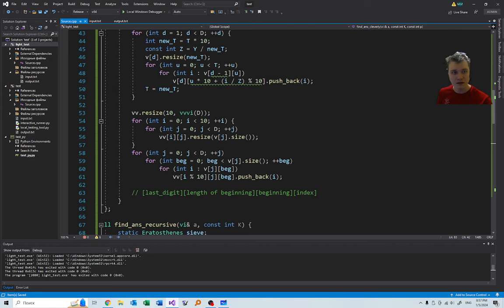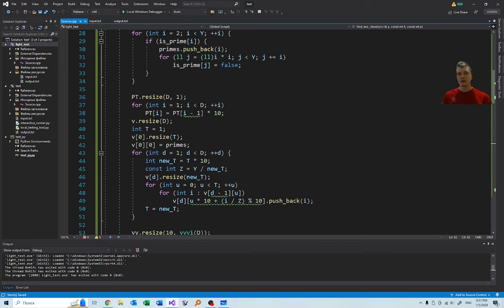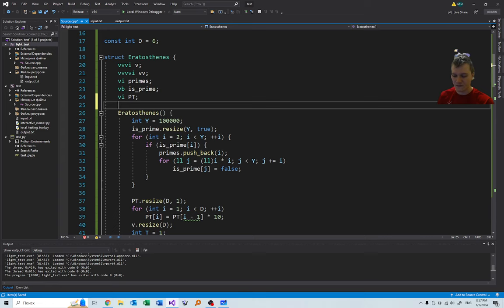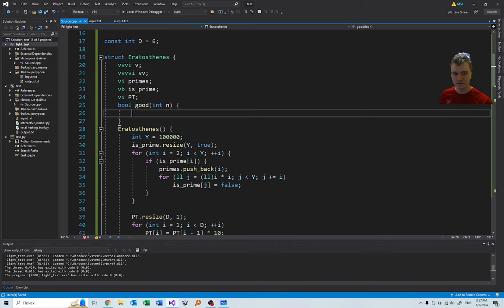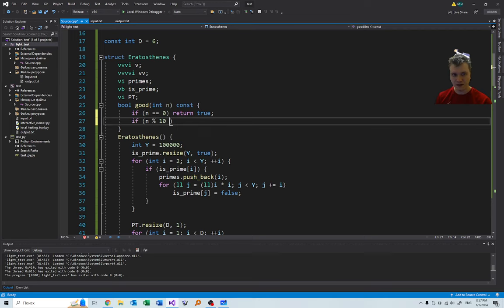Okay, we need to find all numbers which begin with 1 and only consist of 1, 3, 7, 9. Okay. So, if n equals 0, return true. If n percent 10 is not 1 and n percent 10 is not 3 and n percent 10 is not 7 and n percent 10 is not 9, then return false. Otherwise, return good of n over 10.